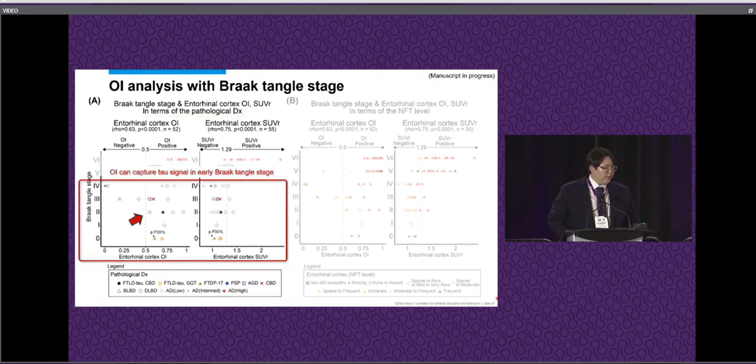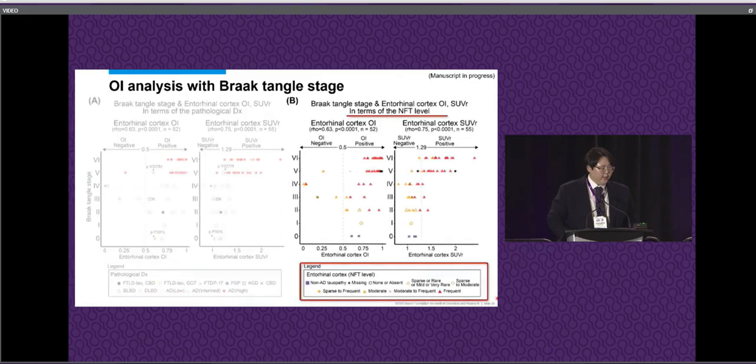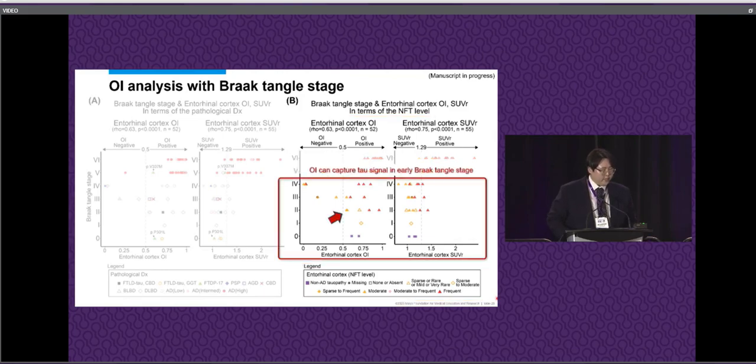As you can see, in terms of early Braak tangle stage, OI can capture tau signal. And B is showing OI and SUVR data by Braak tangle stage in terms of insular cortex neurofibrillary tangle level. This is the same data as the previous one, but it has a different marker type, insular cortex neurofibrillary tangle level. As you can see, it also shows that OI can capture tau signal in early Braak tangle stage.